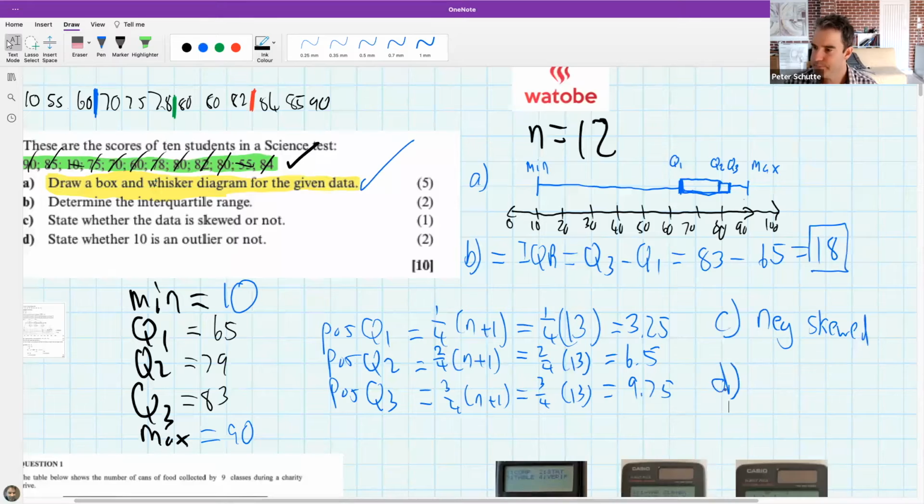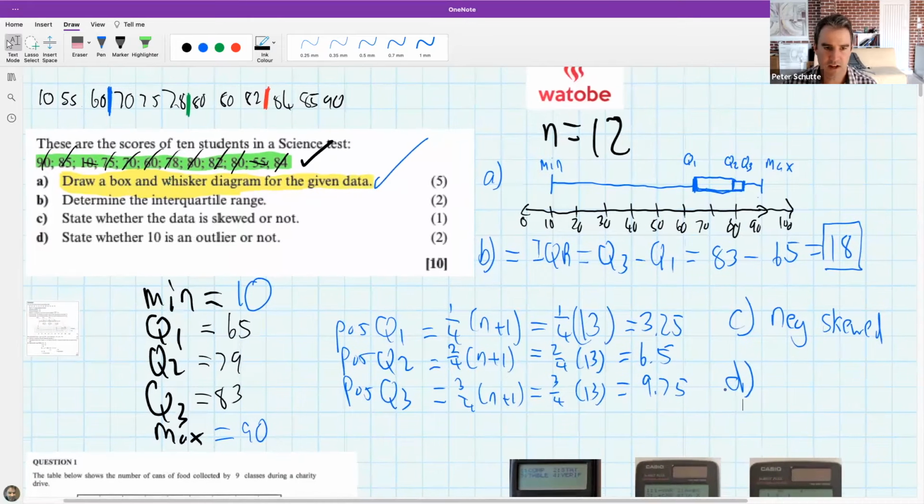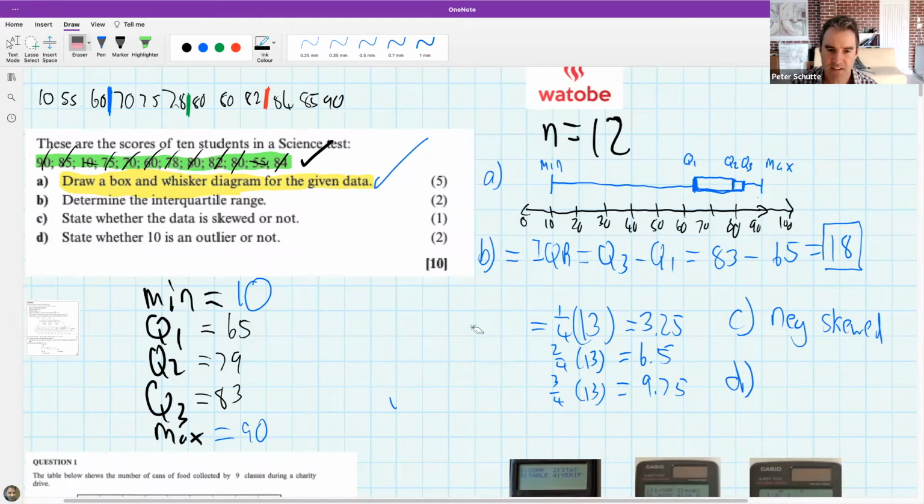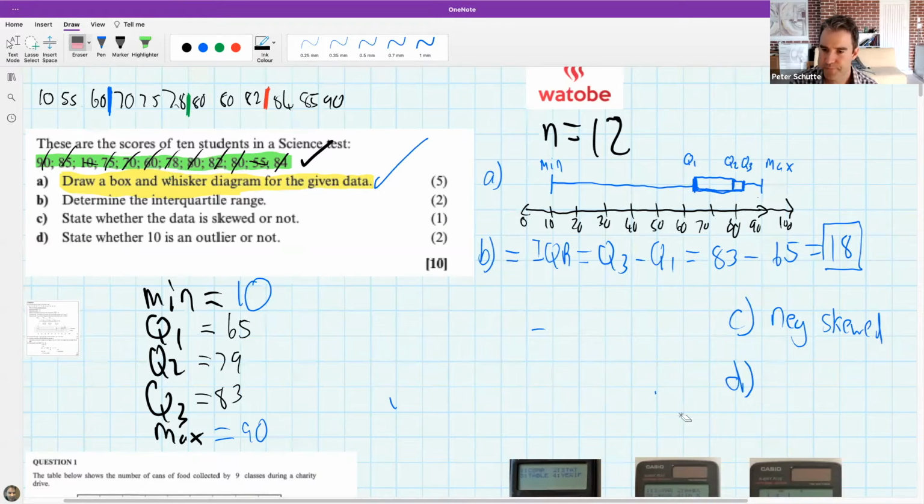Okay, D. Looking good, guys, looking good. Is 10 an outlier or not? Can anybody remember the criteria for an outlier? It has the number 1.5 involved. So is 10 an outlier? How would we check if it's an outlier?